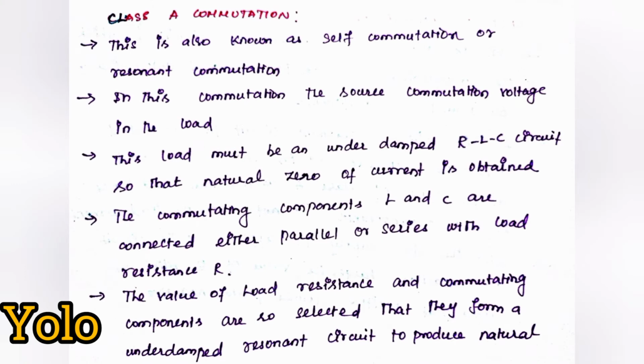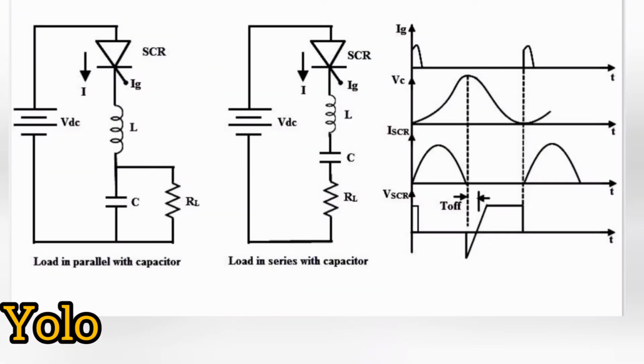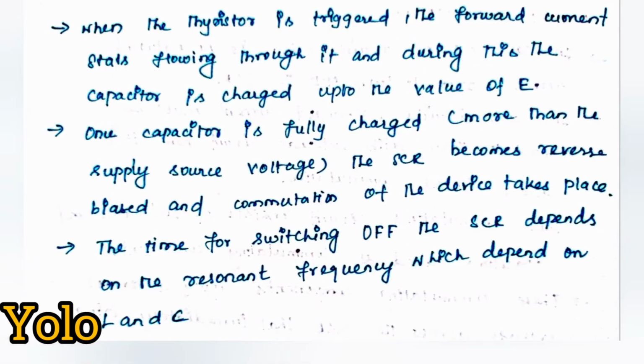Class A commutation. This is also known as self commutation or resonant commutation. In this commutation, the commutating components are in the load. So the load must be an underdamped RLC circuit so that natural zero of current is obtained. The commutating components L and C are connected either in parallel or in series with the load resistance R. The values of load resistance and commutating components are so selected that they form an underdamped resonance circuit to produce natural zero.